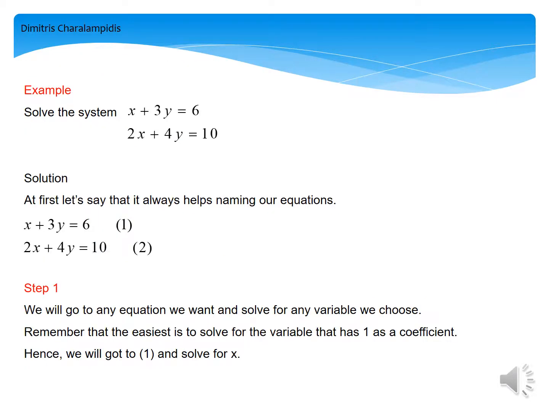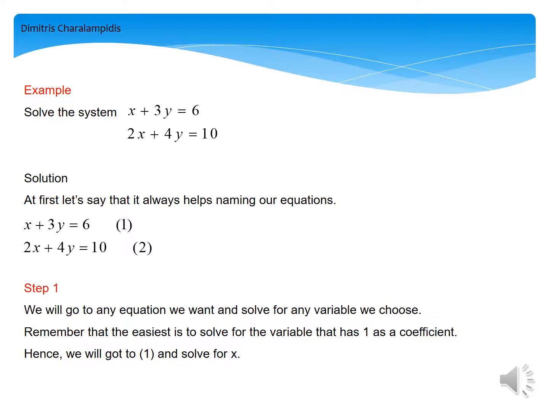Let's see an example to understand all these steps. Solve the system x plus 3y equals 6 and 2x plus 4y equals 10. At first, before we start, let's say that it always helps naming our equations. So, we'll name the equation x plus 3y equals 6 as number 1 and the equation 2x plus 4y equals 10 as number 2 respectively.